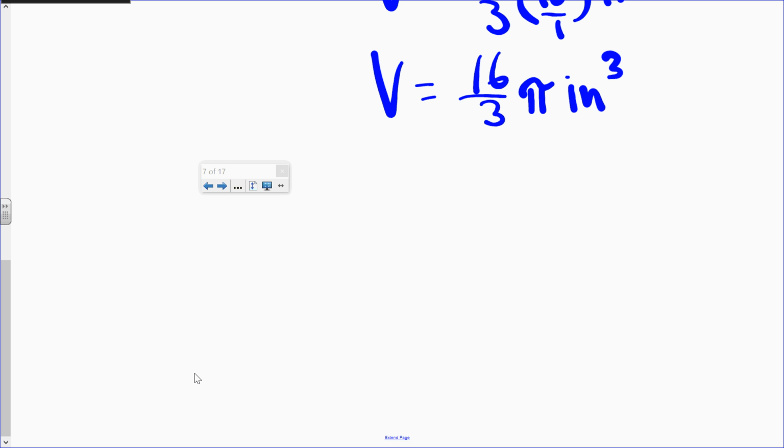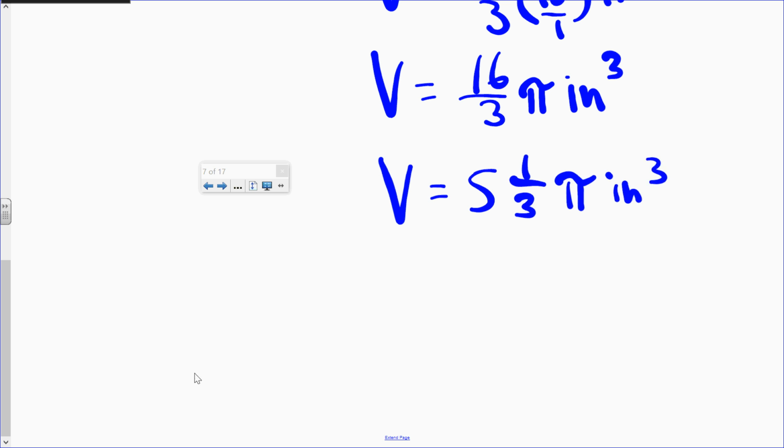How to make 16/3 into a mixed number? How many times does 3 go into 15 without going over? 5 times. How many left over? Right, so 3 times 5 is 15, so there's 1 left over, the same denominator. So 5 1/3 pi cubic inches.